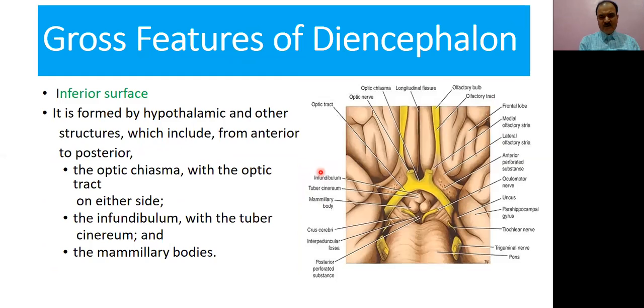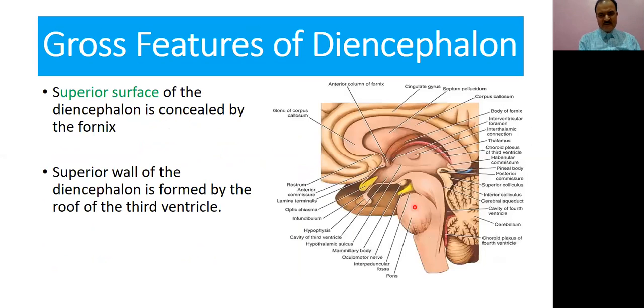The inferior surface of the diencephalon as a whole is formed by hypothalamic and other structures, which include, from anterior to posterior, the optic chiasma, the infundibulum, the tuber cinereum, and the two mammillary bodies. So these are the structures which are actually formed by the hypothalamus.